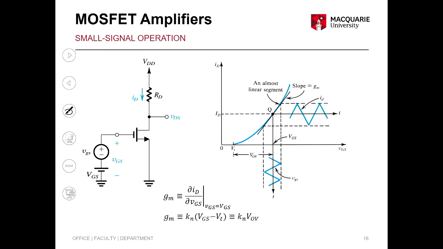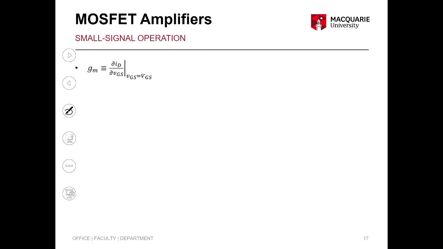Okay, so now we should revise the transconductance, or the gain. So something called transconductance. We're going back to the ID and VGS curves. ID is given by a DC current plus a small ID, right? So that's the DC current and that's the AC current.